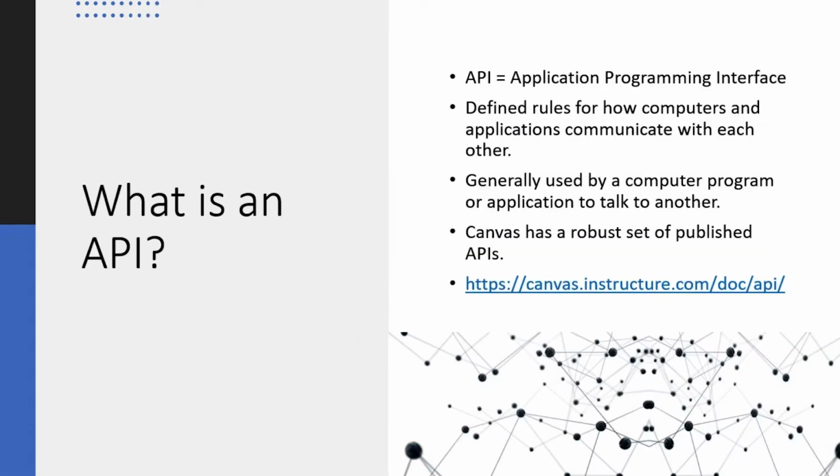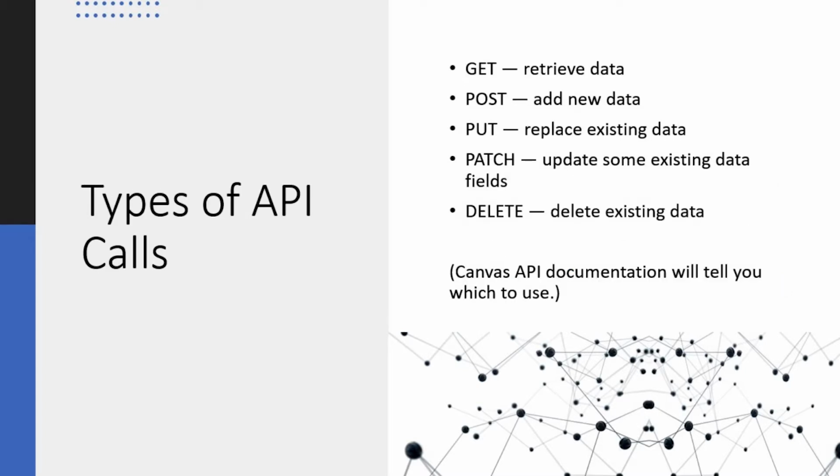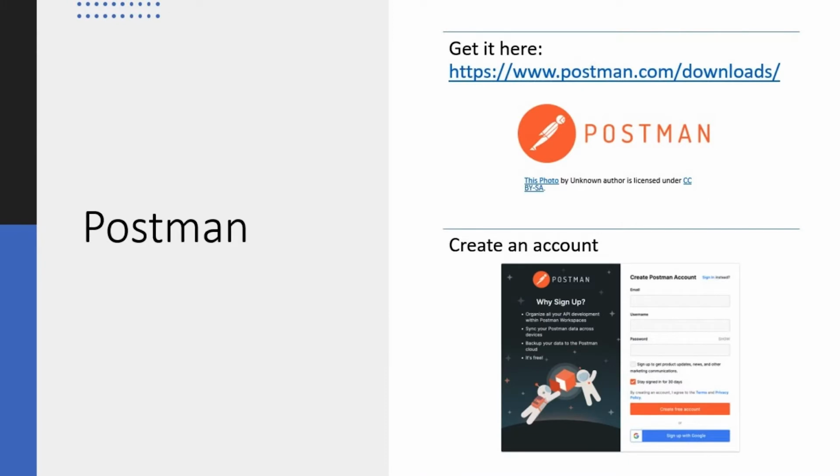To create these scripts, we will use APIs. An API is just a means for one computer or program to talk to another, and we're lucky because Canvas has a lot of them. So API calls come in multiple flavors, and the Canvas API documentation will tell you which one to use. Later in this video, you'll see I'll make a few mistakes with this. To make these API calls, we will use a free app called Postman. And if you create your account, you can share your API library with other people on your team.